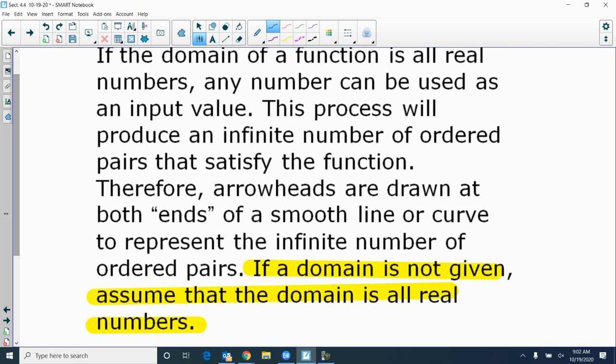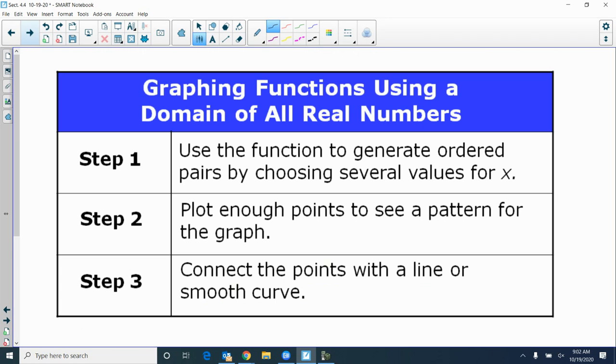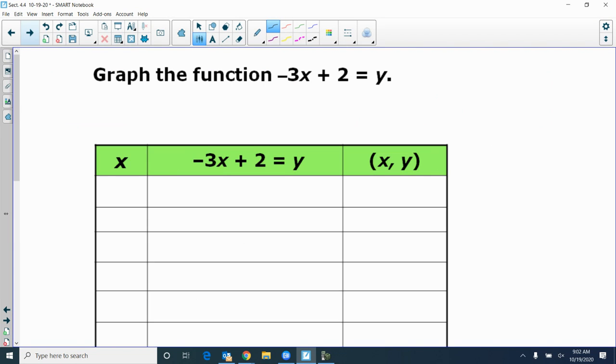So if you take a look at that table there, it says, step 1, use the function to generate ordered pairs by choosing several values for x. Plot enough points to see a pattern for the graph. Connect the points with a line or smooth curve. All right, graph the function, negative 3x plus 2 equals y. Well, I do have the y by itself, but I probably want to flip the order. So you can make this y equals negative 3x plus 2.